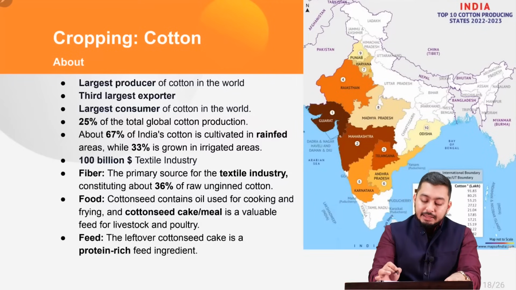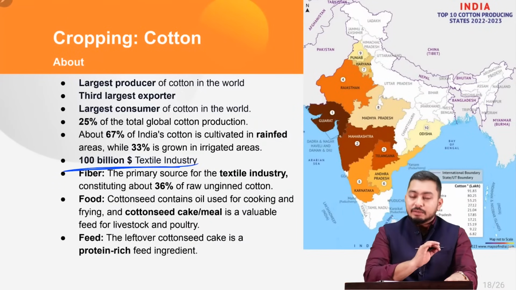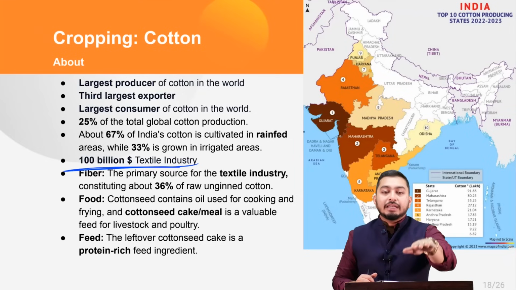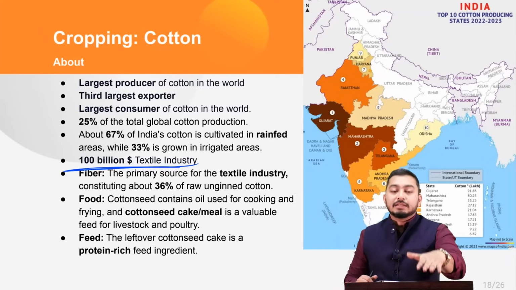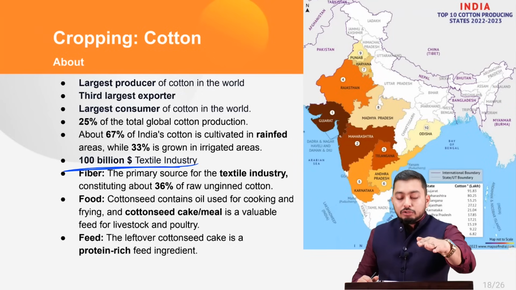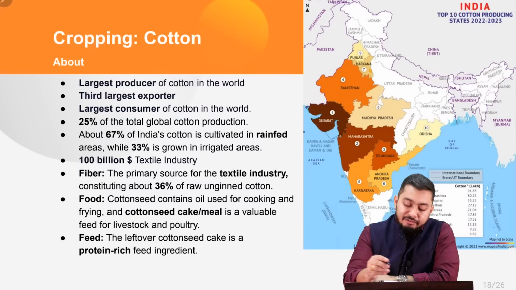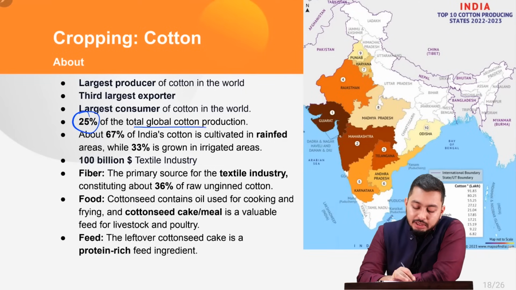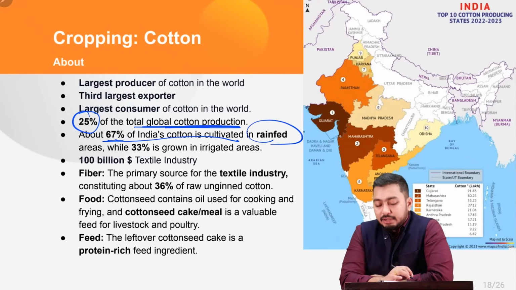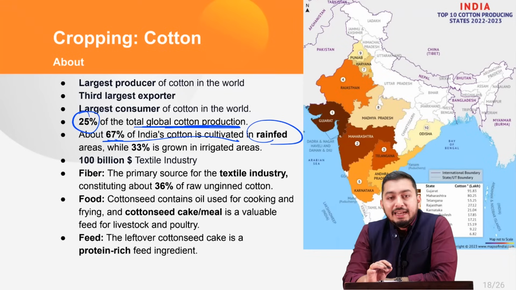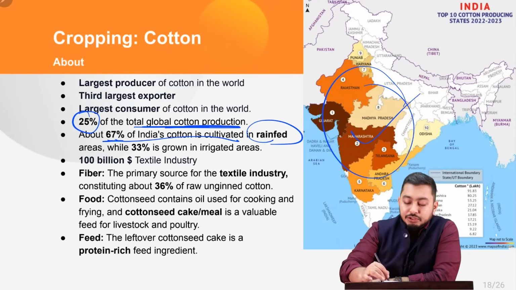And that simply means that if my textile industry, which is approximately $100 billion worth, is growing year on year at 10 to 12%, that also means that the same income will also flow into the cotton producing areas, right? Now, you have 25% of the total global cotton production. 67% of India's cotton is cultivated in rain-fed area. Now, if you remember the map of rain-fed area or dryland farming, you will also see these regions.